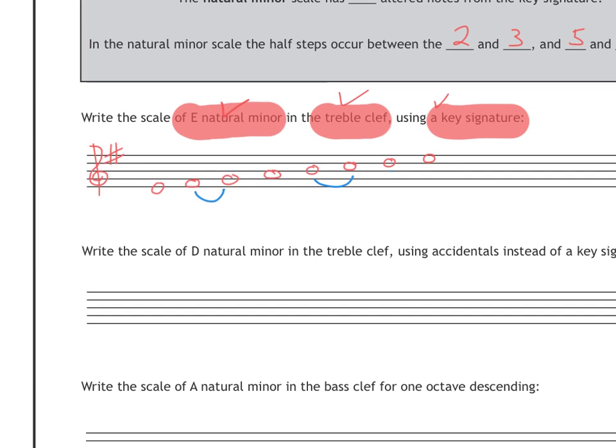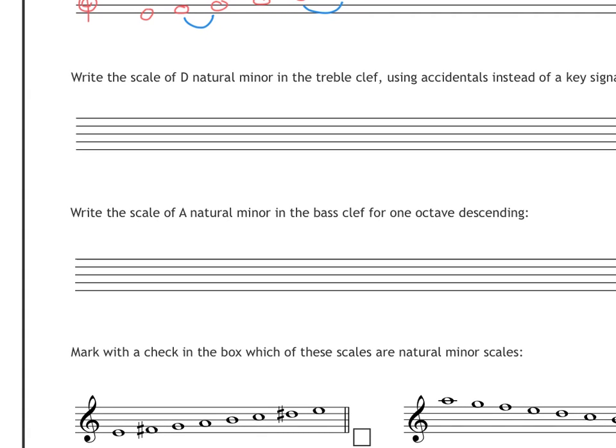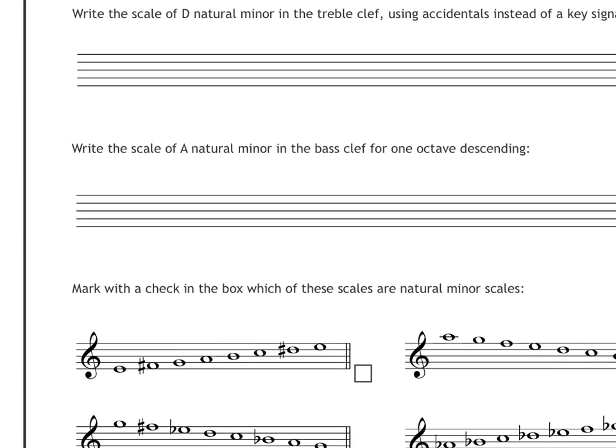Okay, so anytime you're being asked to write a scale, check for each component of the instructions. Write this kind of scale in this clef using a key signature or without a key signature. In the next case, it says use accidentals instead of a key signature. So instead of putting this here, I would have put the sharp sign right on the F. Okay, and then write the scale of A natural minor in the bass clef for 1 octave descending.